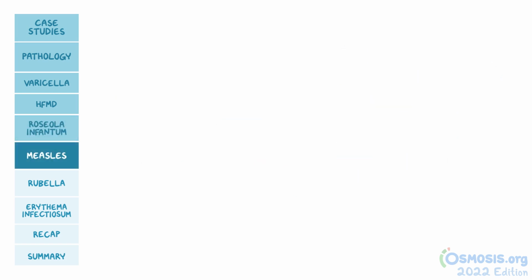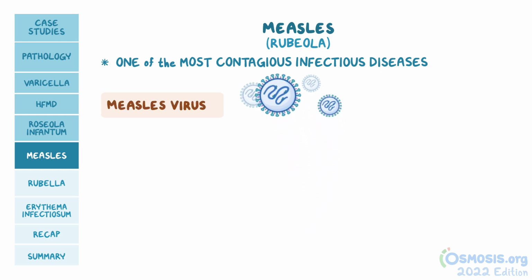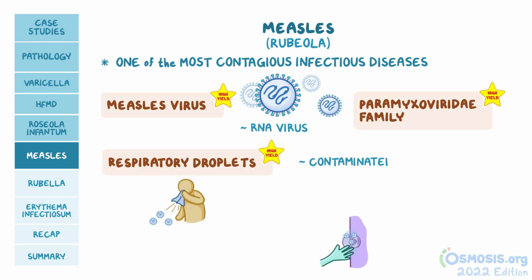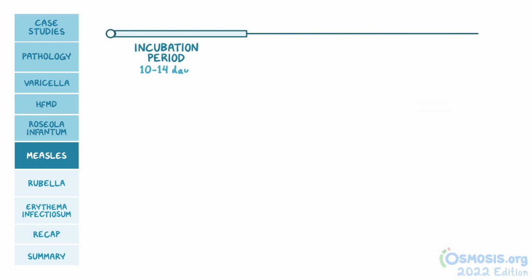Okay, so then there's measles, also called rubeola, which is one of the most contagious infectious diseases. Now, measles is caused by the measles virus, which is an RNA virus that belongs to the Paramyxoviridae family. The measles virus is also transmitted through respiratory droplets or contact with a contaminated surface. The incubation period is 10 to 14 days, followed by the prodromal period, which typically lasts around 3 days.